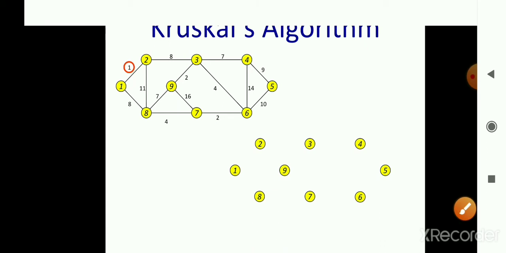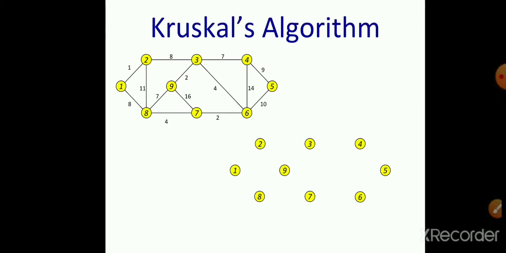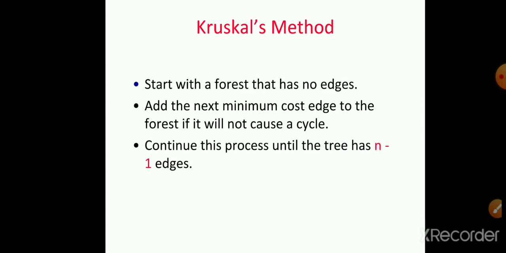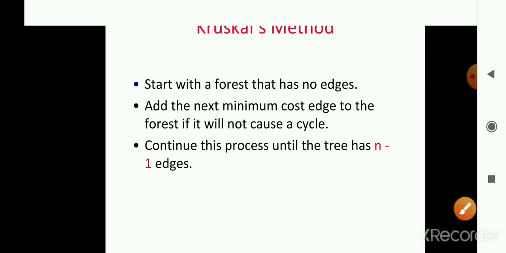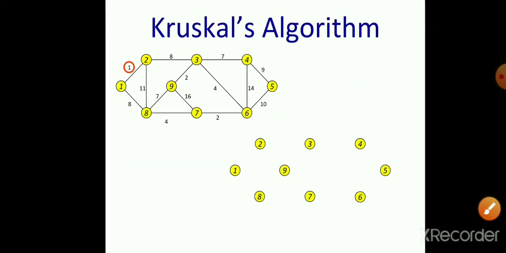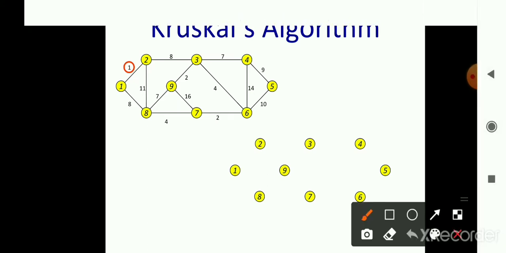Here the first step of this algorithm is given. The first step is to start with the forest that has no edges. That means each and every vertex is a tree. Now what are we going to find out? We are going to find out the minimum cost edge. The minimum cost edge is between the vertices 1 and 2. Those two are disjoint trees here. These are the forest here, and we are going to combine them. We are going to union them.